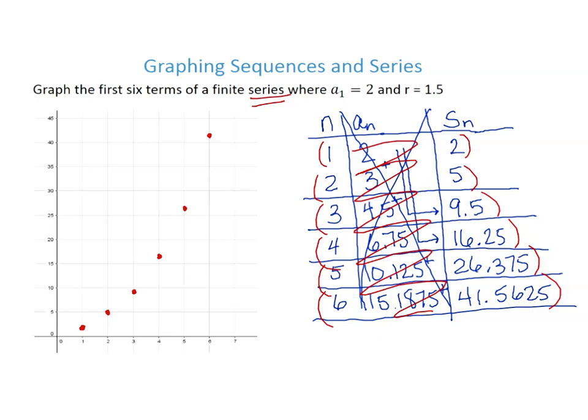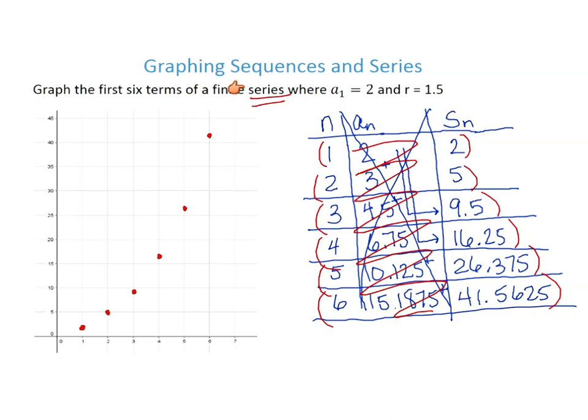And let me just add those numbers up again just to make sure. 9.5 plus 6.75 plus 10.125, yep, plus 15.1875. Yep, that's it. So we graphed all of the points in the series.